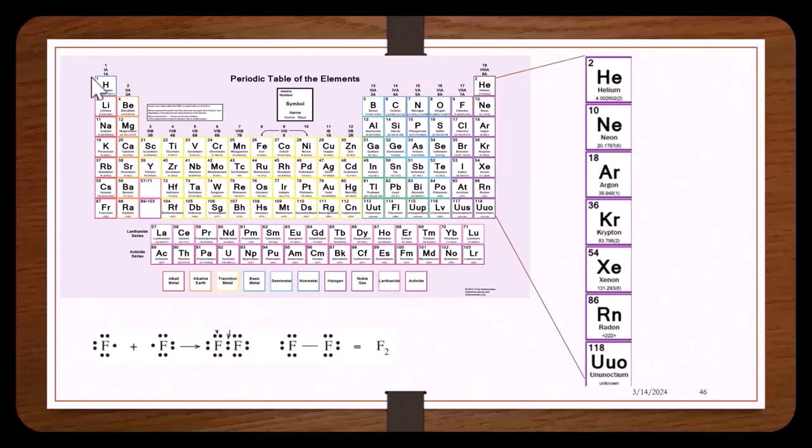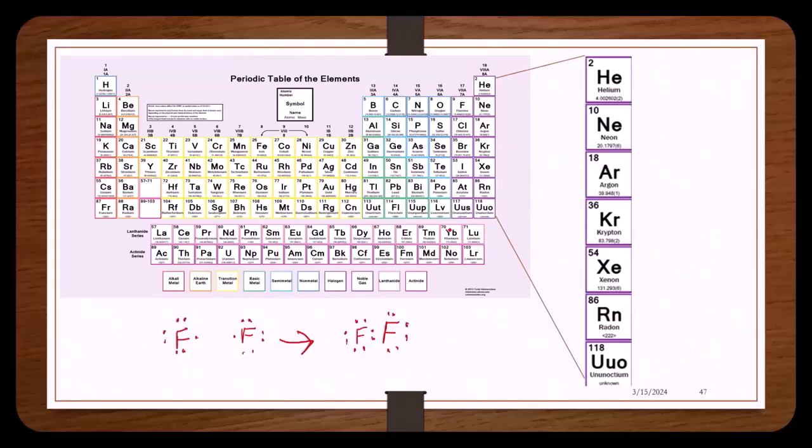Let's take a look at another diatomic molecule that's covalently bonded, which is diatomic fluorine. The element can be found right here on the periodic table, and fluorine is in group 7A. So to reach the noble gas configuration of a complete octet, it would have to gain 1 electron. So fluorine right here needs to gain 1 electron to get to the noble gas configuration of neon. And you can see the fluorine has 1, 2, 3, 4, 5, 6, 7.